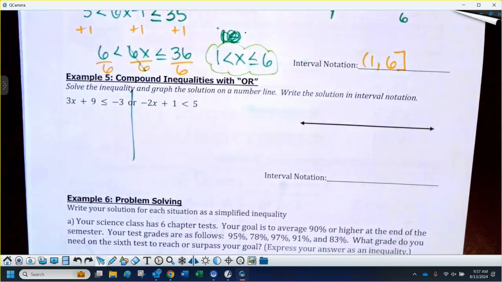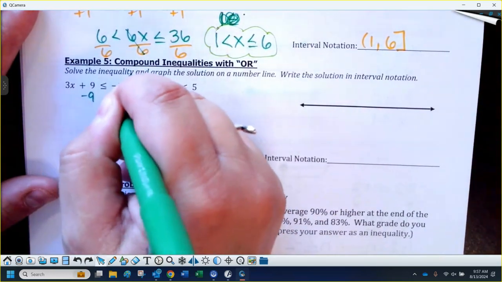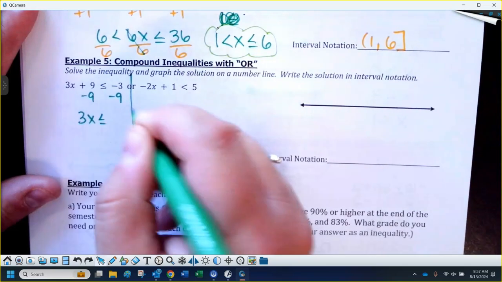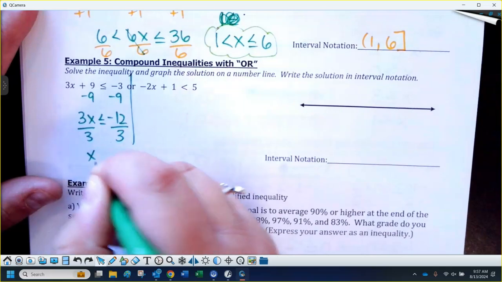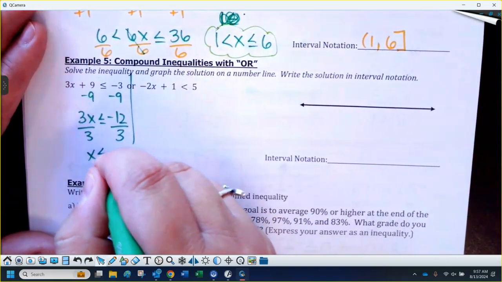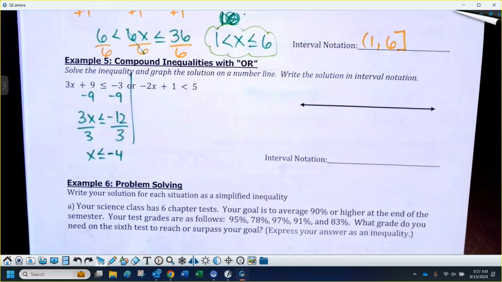We're going to solve two separate inequalities. We'll just run through this real quick. Let me subtract the 9. So I've got 3x is less than or equal to negative 12. Divide by 3. I'm dividing by positive 3, so I'm going to get a negative result here, but I don't flip a sign over or anything like that. So part of this is going to be all x values less than or equal to negative 4.